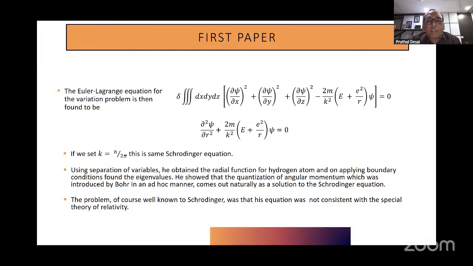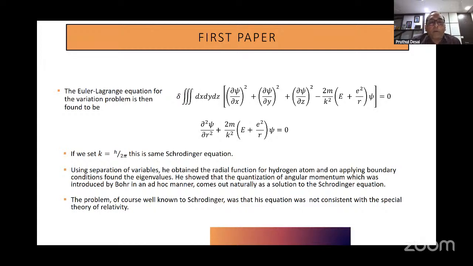Now, this equation which he arrived at, he used the method of separation of variables. He got a radial function for the hydrogen atom, applied boundary conditions, found the eigenvalue, and that is what we know now. So this is the most beautiful part, or the genius of Schrodinger lies in the fact that he assumed S is equal to K ln psi.